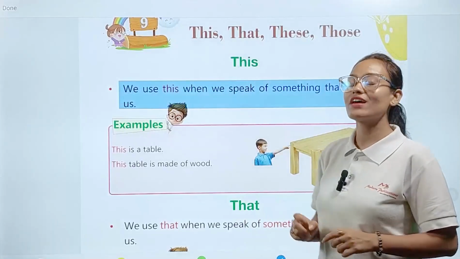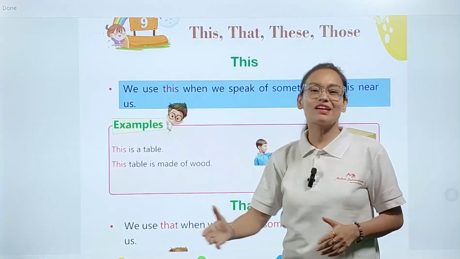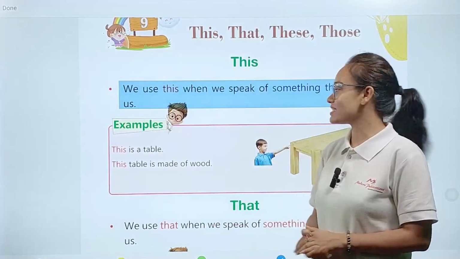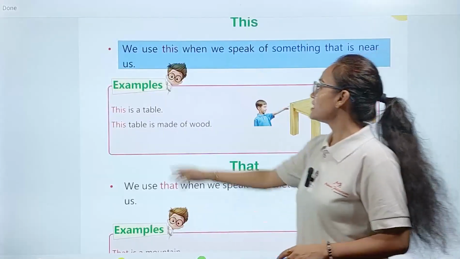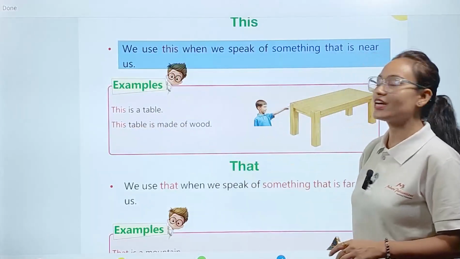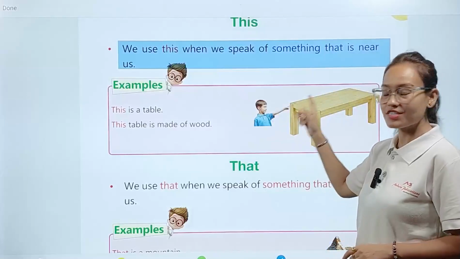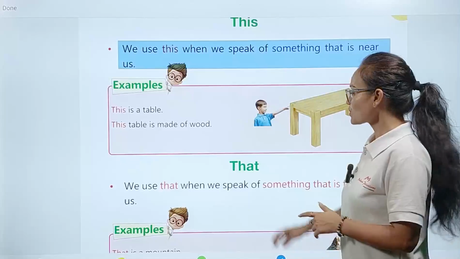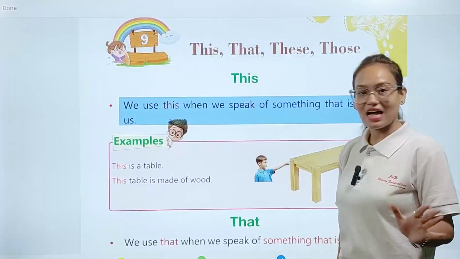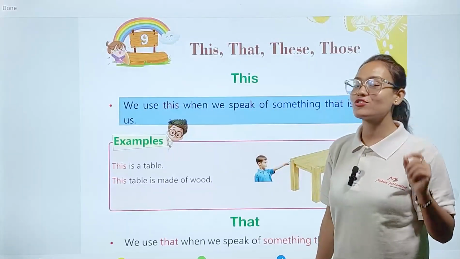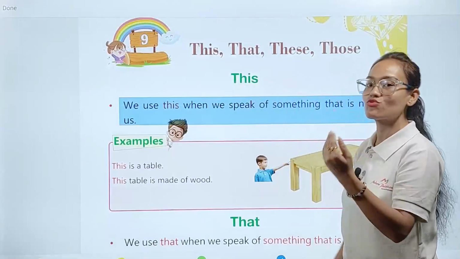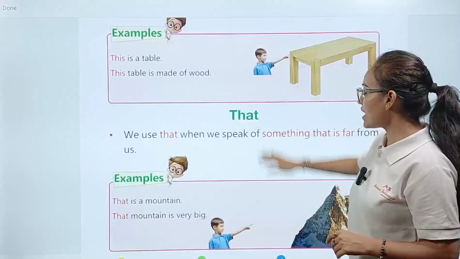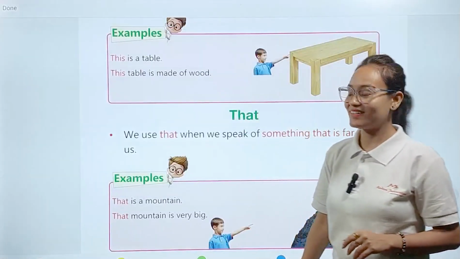My dear students, whenever we are talking about something which is very near to us, in this case we are going to use THIS. Here are examples you can see. This is a table. This table is made of wood. Here you can see the table is presented in front of this boy. I hope the concept is clear. Whenever we are talking about anything which is very close to us, in this case we are going to use this.